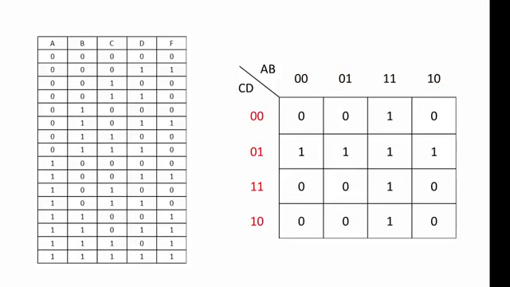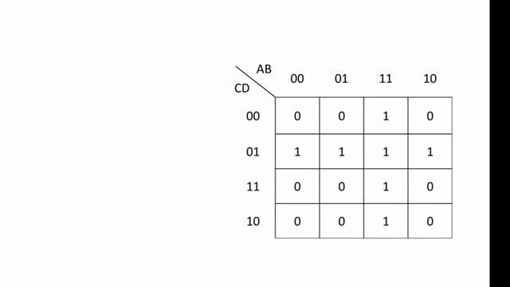Similarly, the input values of C and D have been written down the side as row labels, and all of the possible combinations of C and D have been covered here. Finally, we've placed the output values of the truth table into the Karnaugh map using the input values A, B, C and D as coordinates. So what does this Karnaugh map tell us?